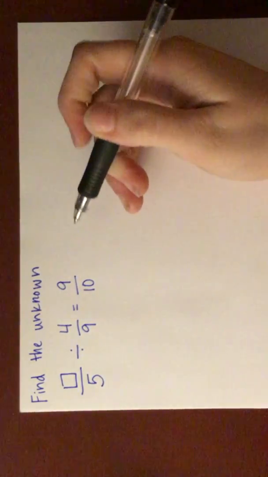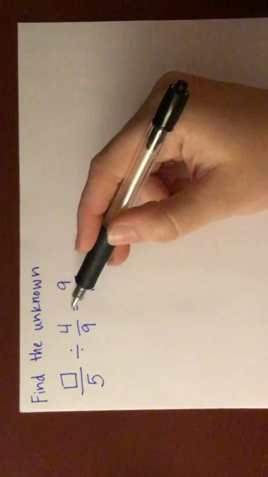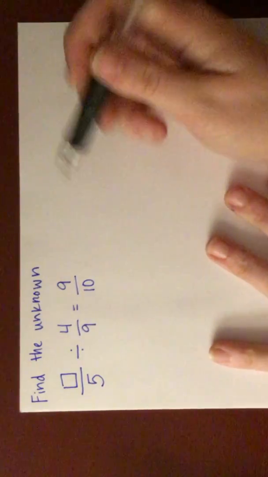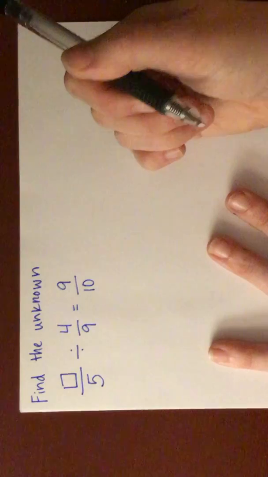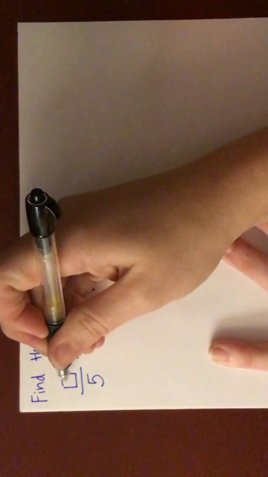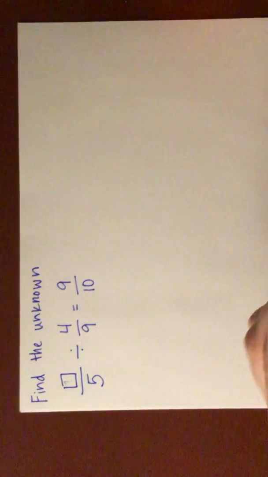All right, so I'm given the problem something over 5 divided by 4 ninths equals 9/10. If I want to solve this problem, the first thing I need to consider is what am I looking for? I'm trying to figure out what's going to go in this box.